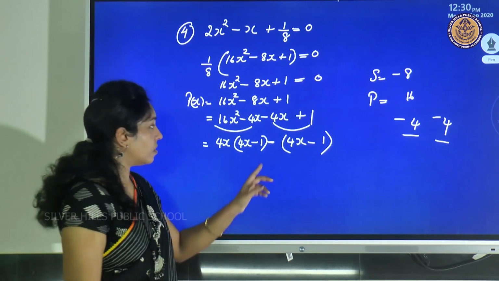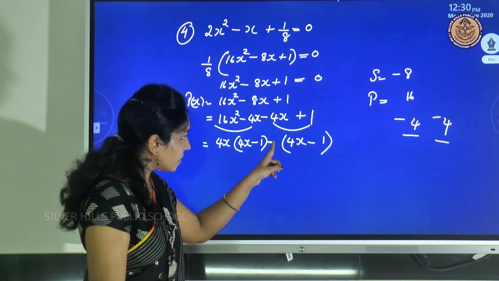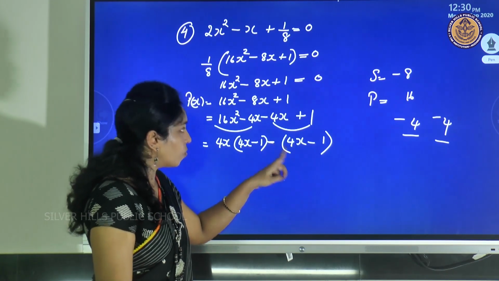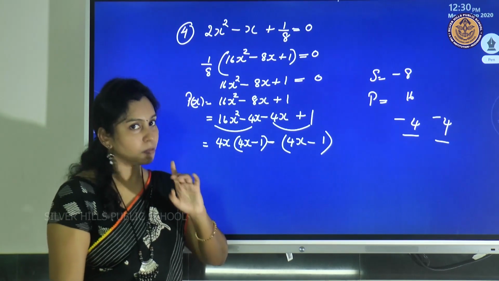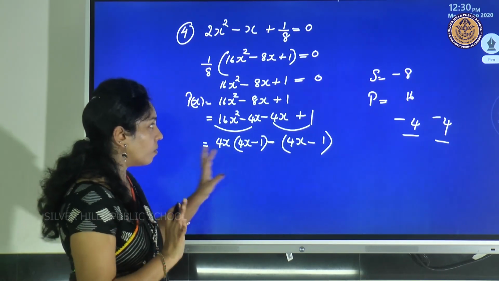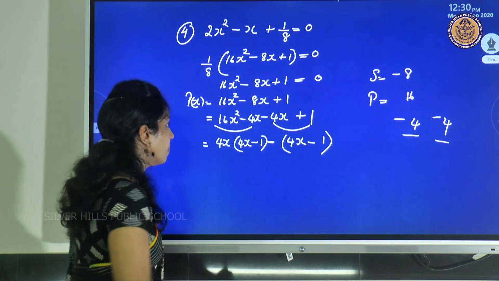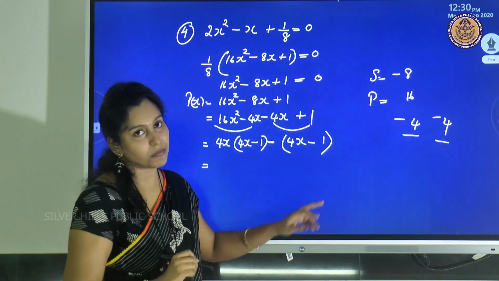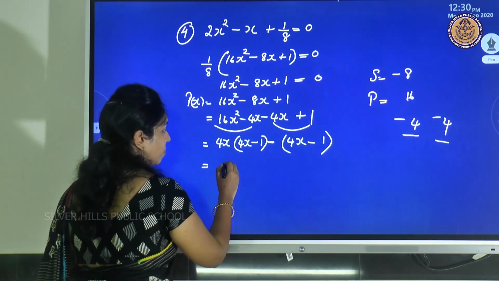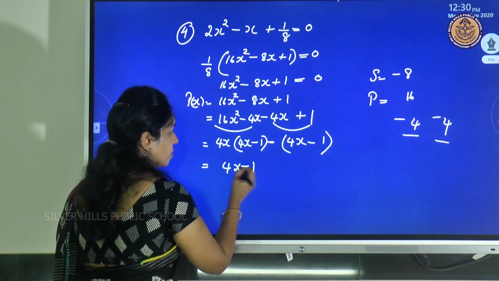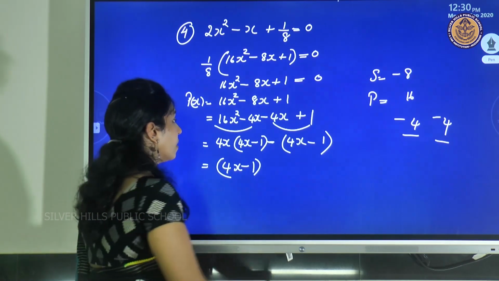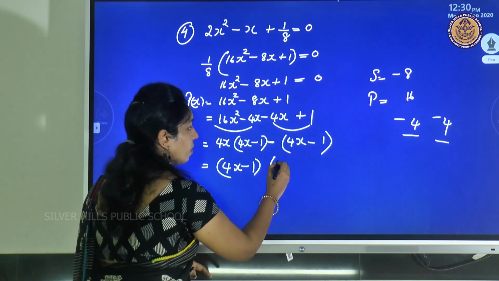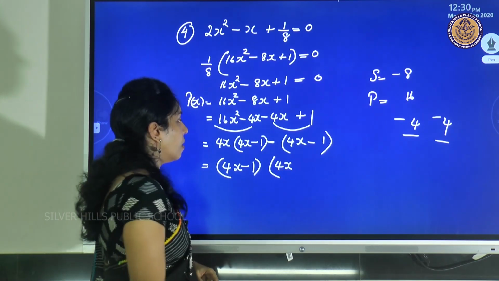If any confusion is there, just open the bracket. Minus into 4x is minus 4x. Minus 1 into minus 1 is plus 1. So, we did not make any mistake, it is right. Now, from these two terms, what is common? 4x minus 1 is common. Let us take it outside. So, 4x minus 1 taken out. And what remains? 4x minus 1 is gone, 4x comes minus 1.